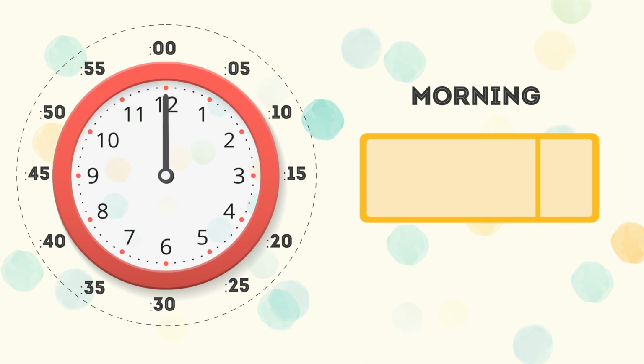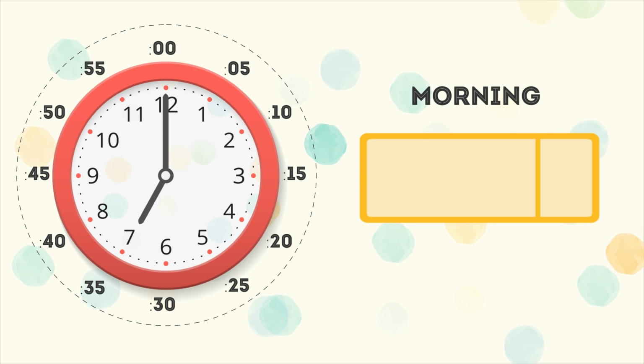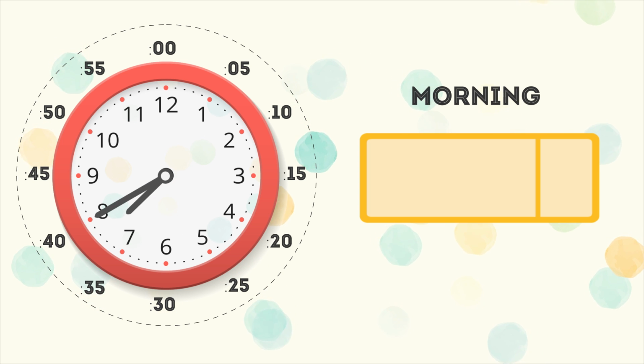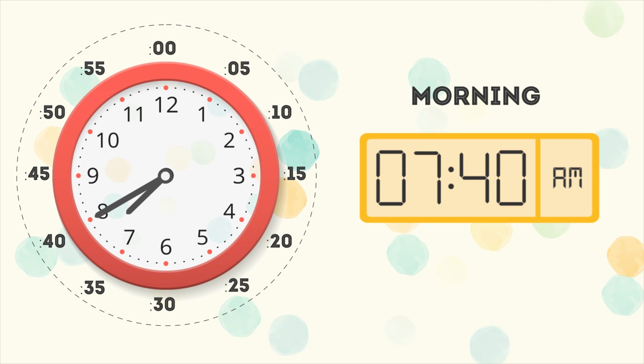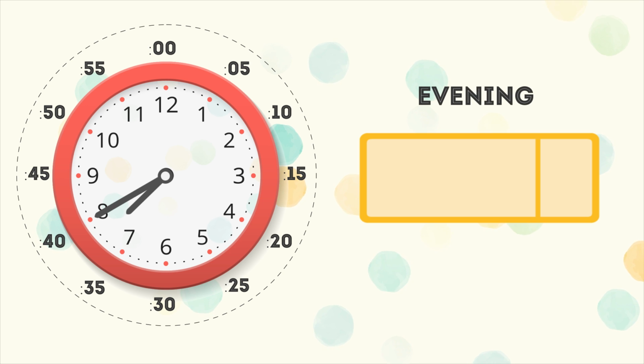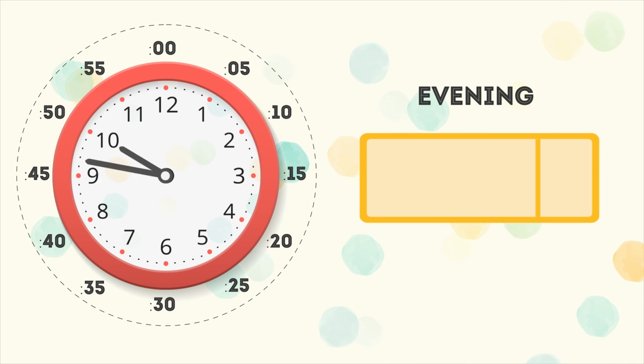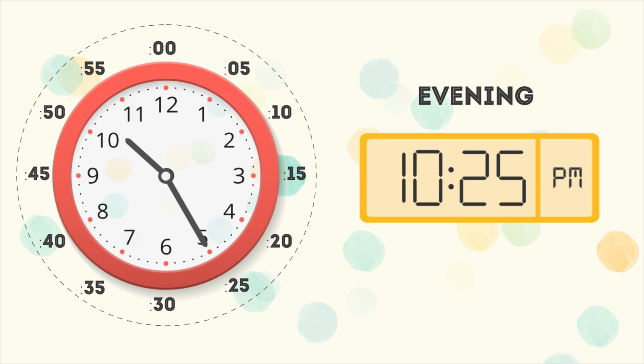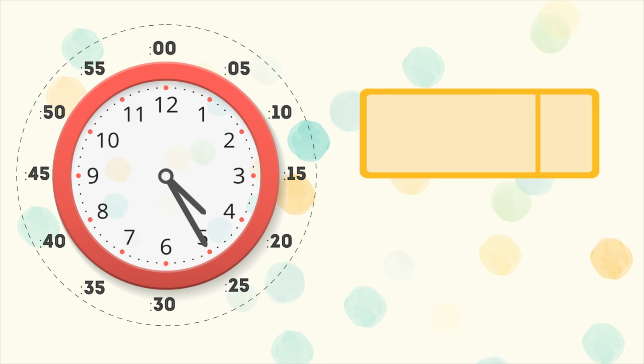In the morning, when the hour hand points to 7 and the minute hand points to 8, it's 7:40 a.m. In the evening, when the hour hand points to 10 and the minute hand points to 5, it's 10:25 p.m. Very simple, right? Let's practice more.